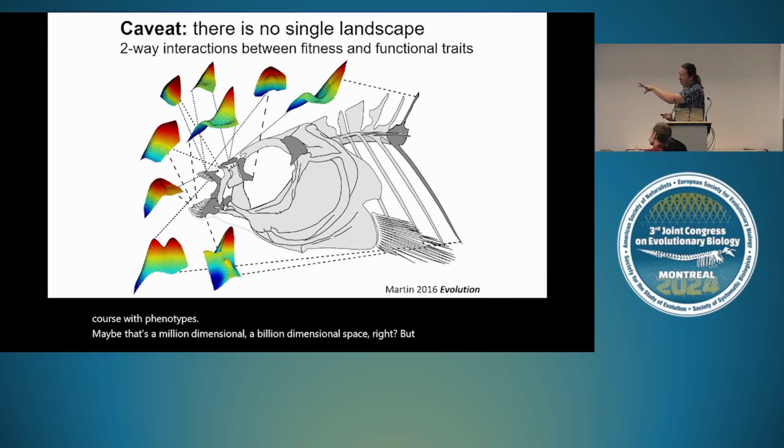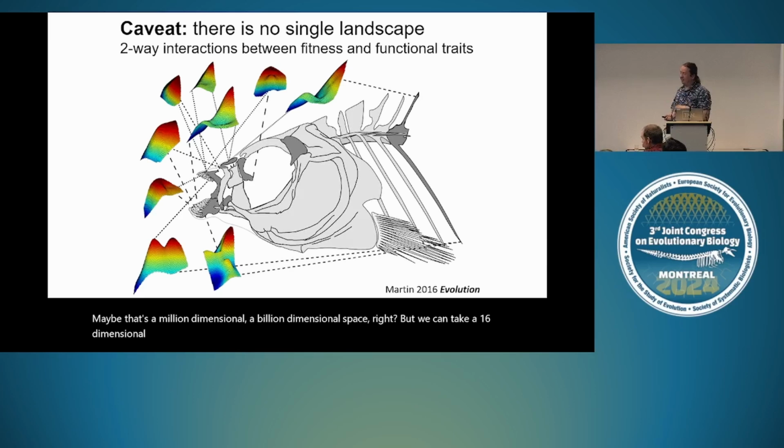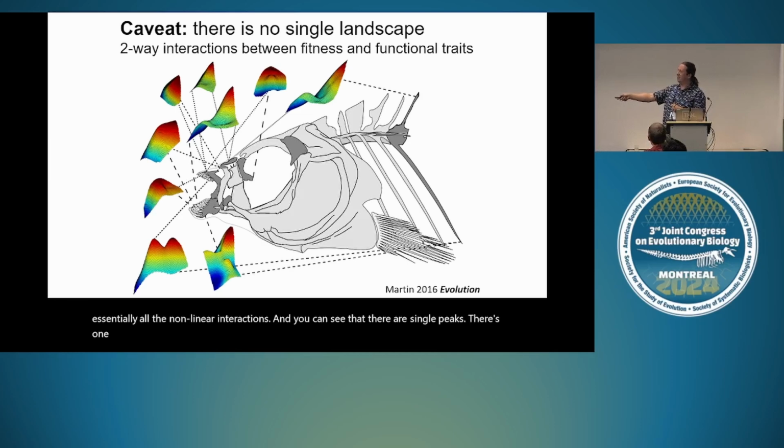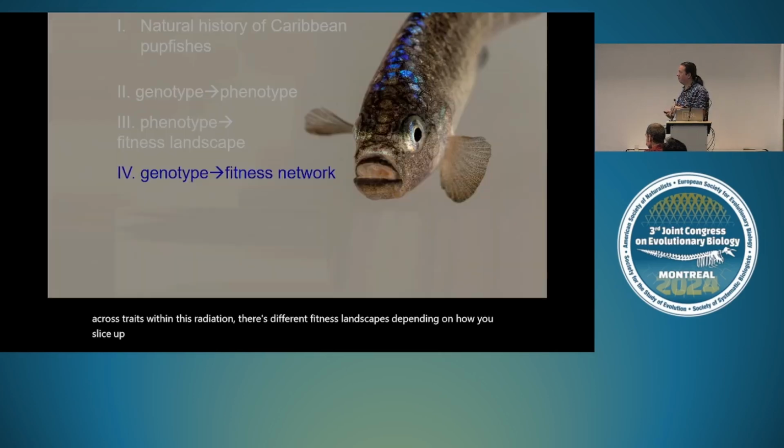But we can take a 16-dimensional space from the 16 traits that I measured and just look at what these landscapes look like for a whole bunch of different 2-way interactions. So these are essentially all the nonlinear interactions, and you can see that there are single peaks. There's one that has 3 peaks. Some of them have 2 peaks like we observed. So even across traits within this radiation, there are different fitness landscapes depending on how you slice up that volume. And now it gets worse.